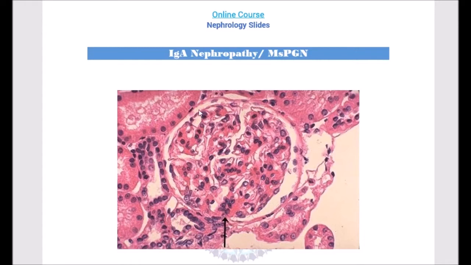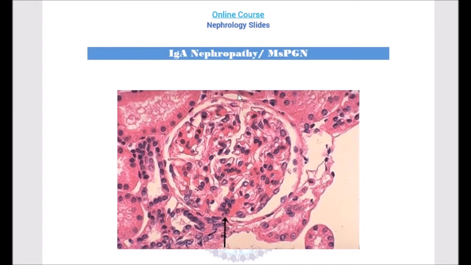IgA nephropathy, the other name of IgA nephropathy, is nothing but a mesangial-proliferative glomerular nephritis. I put a small s in MPGN so that it will not be confused with the membranoproliferative glomerular nephritis. My dear, listen very carefully. IgA nephropathy is nothing but the mesangial-proliferative glomerular nephritis. The word itself tells that there is mesangial deposition of IgA antibody.